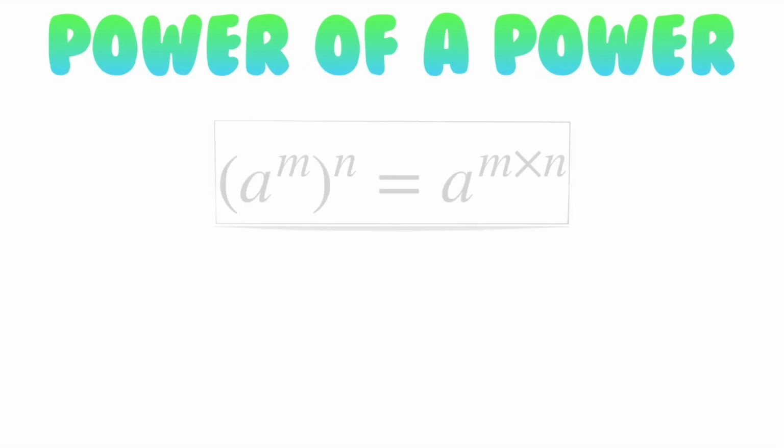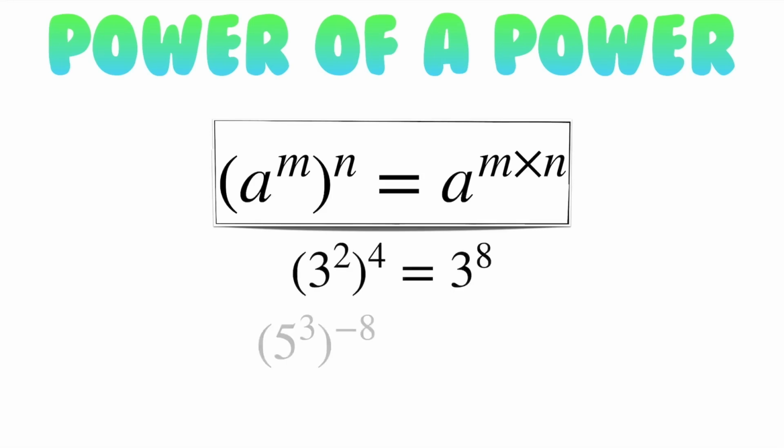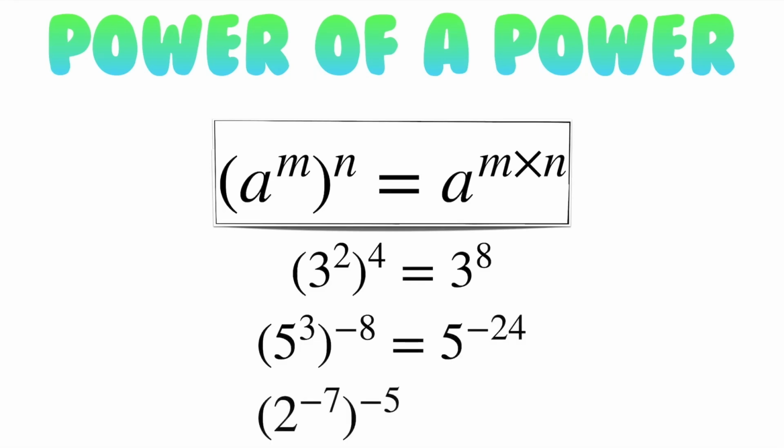Alright, the next property is power of a power. And this works when you have a number to the power of something, and then that whole thing to the power of something else. And what you're just going to do is you're going to have that number to the power of the two exponents multiplied together. So if you have 3 squared to the power of 4, that's 3 to the power of 8. If you have 5 to the power of 3 to the power of negative 8, that's 5 to the power of negative 24. And if you have 2 to the power of negative 7 to the power of negative 5, two negatives make a positive, so you get 2 to the power of 35.